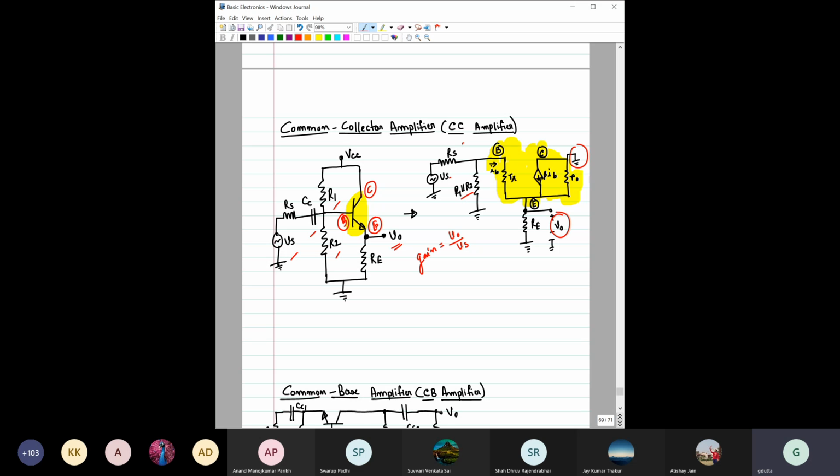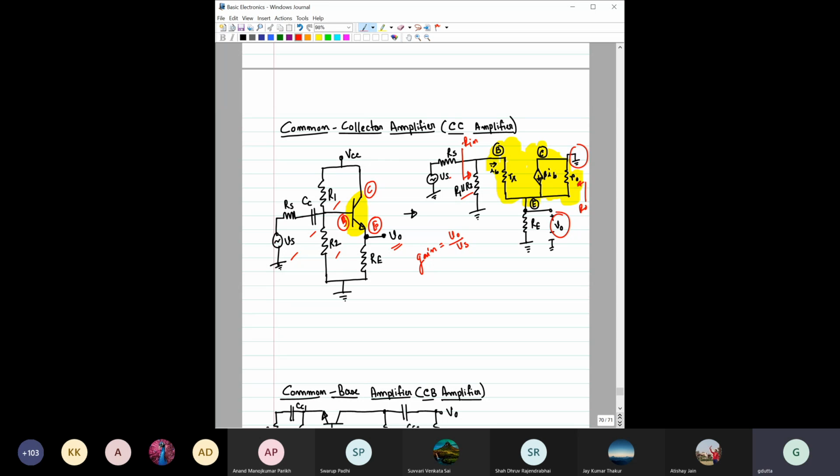Right, but we will not give much priority on this common collector. Okay, so in the earlier case we also found how to find input resistance and output resistance. The input resistance means if you look from here, what is the resistance from here, and the output resistance means if you look from this collector terminal, what is the output resistance. Those things you can also find.